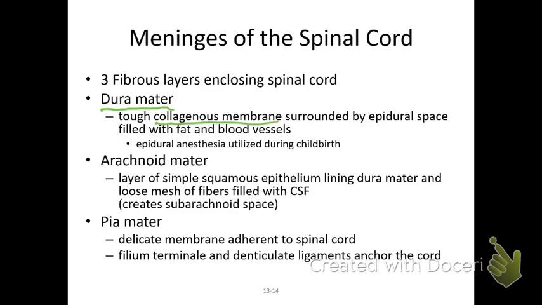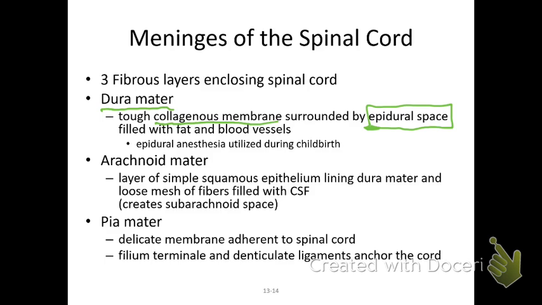Outside of that dura is a space that you may have heard of, the epidural space, right? On the dura. And there's a lot of fat and blood vessels in there. So during childbirth or other procedures where a person wants relief from pain or surgical blocks, they will go into the epidural space, inject anesthetic, and until that wears off, that person is not able to feel from that point down in their nervous system.